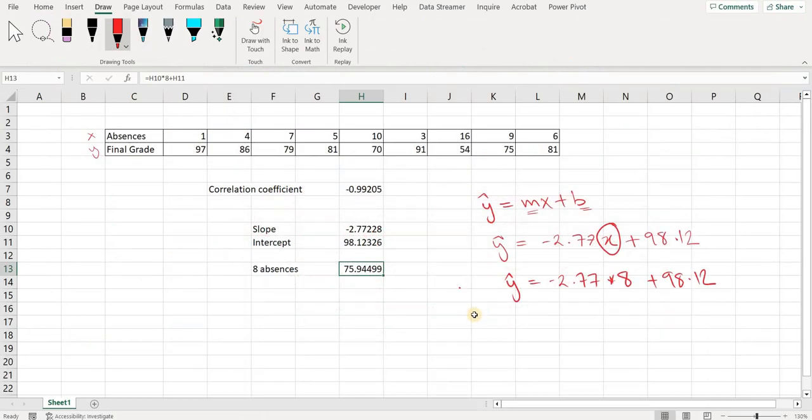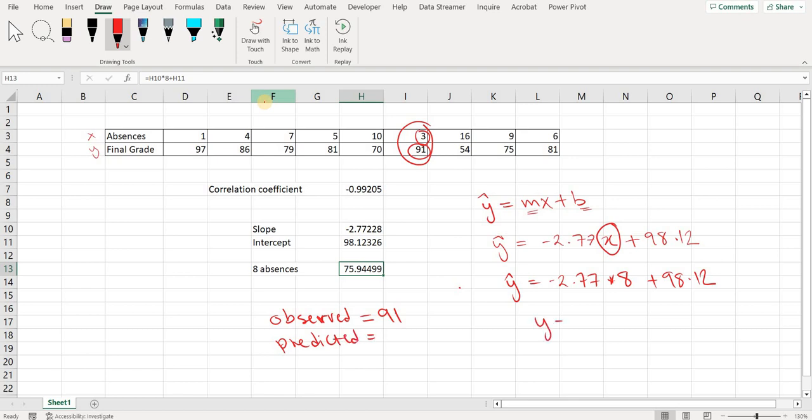Finally, we're going to find the residual for the students with 3 absences. So to find the residual first, let's identify the observed value for 3 absences. So the observed value for 3 absences is 91. So for 3 absences, the observed grade is 91. Now we need to find the predicted grade. The predicted grade comes from the equation.